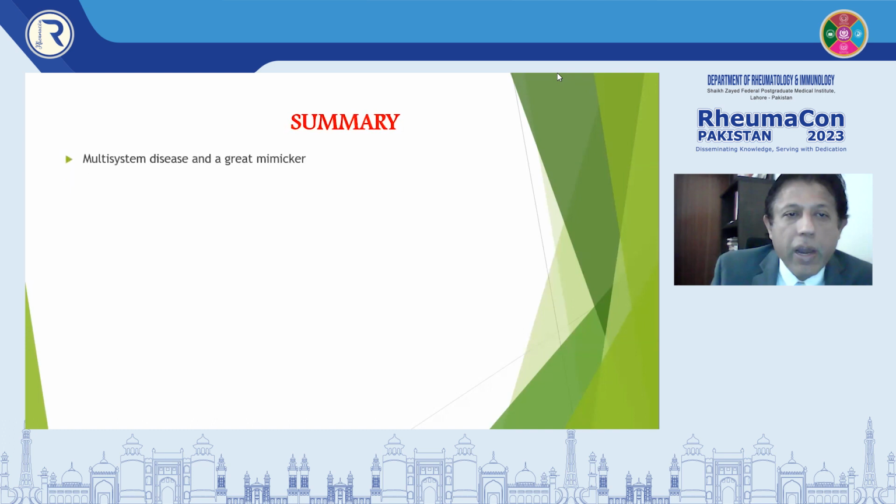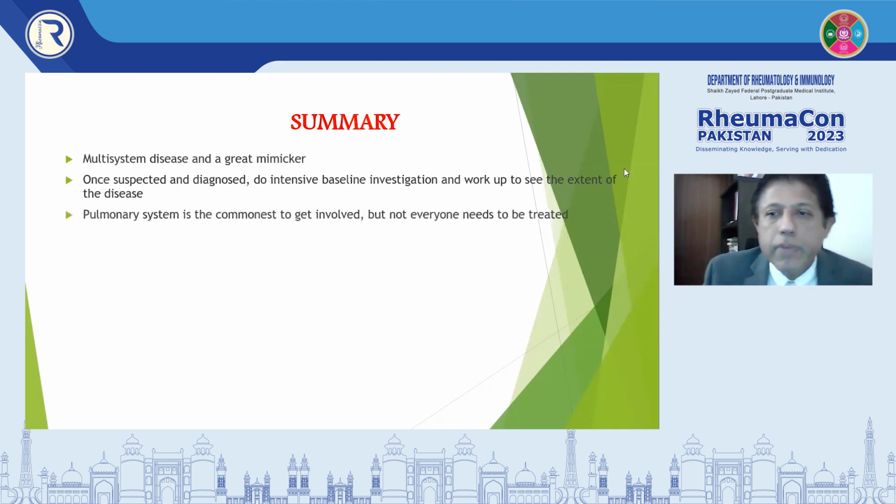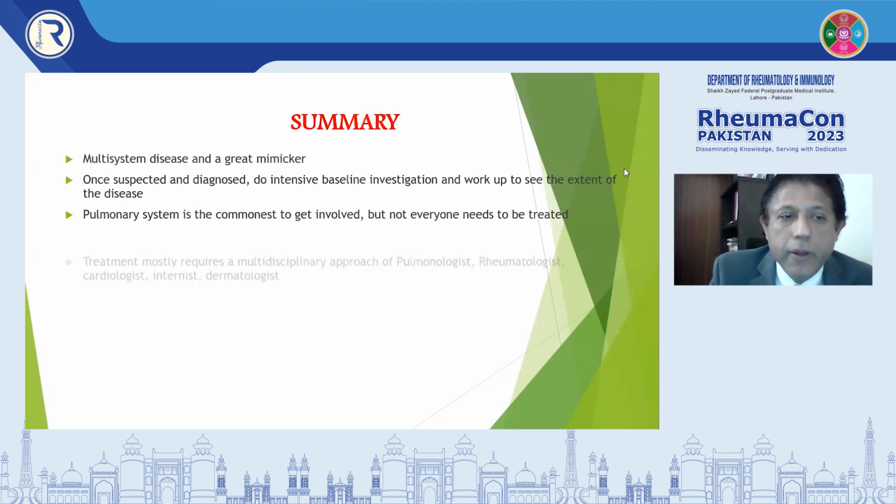In summary, final slide: multi-system disease, great mimicker. Once suspected and diagnosed, do an intensive baseline investigation and work-up to see the extent of the disease. Very important, because your treatment will depend on that. The extent of the treatment will depend on that. The pulmonary system is the commonest to get involved, but not everyone needs to be treated for pulmonary involvement. That is the point to be taken.